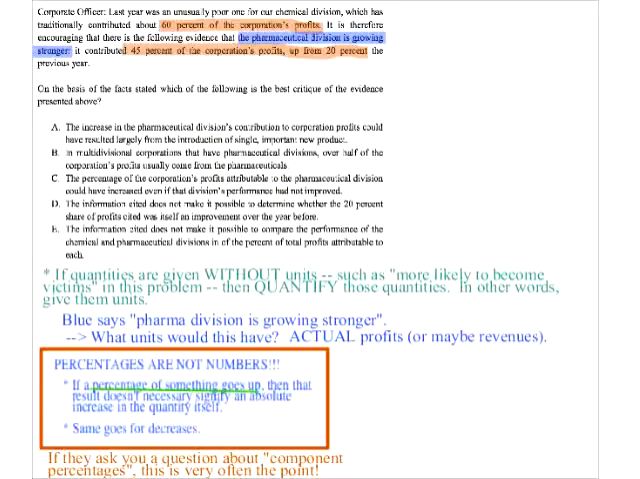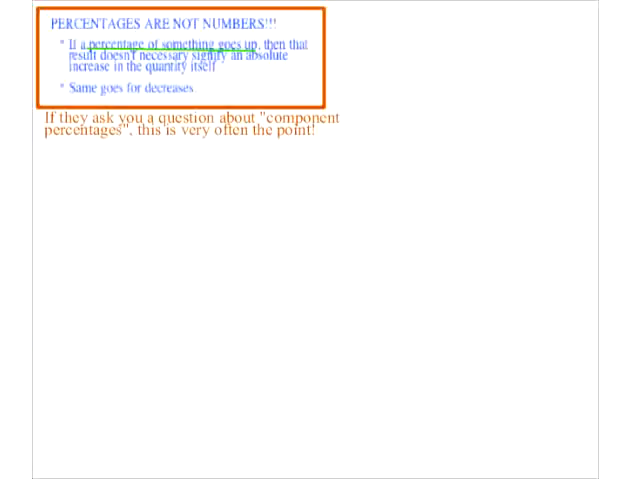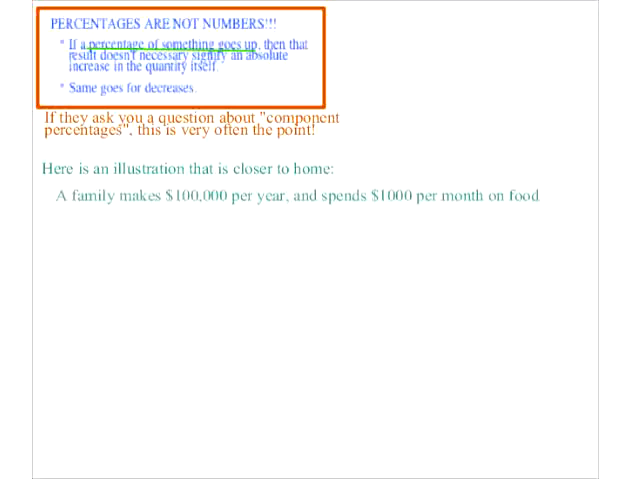They're trying to make sure you understand that that doesn't mean absolute growth. So let me give you another illustration before we go back to this particular problem. Here is an illustration that is closer to home. Let's say that a family makes $100,000 per year and spends $1,000 per month on food, including both groceries and restaurant food. So in this case, the food budget is 12% of the family's total budget. So food is 10% of the family's budget.